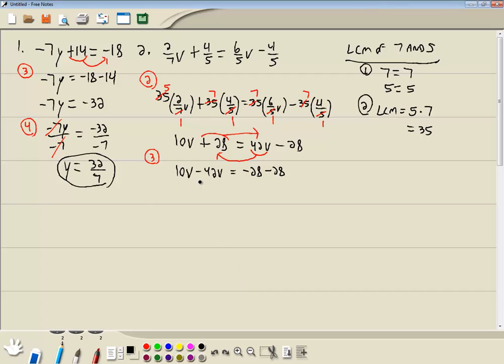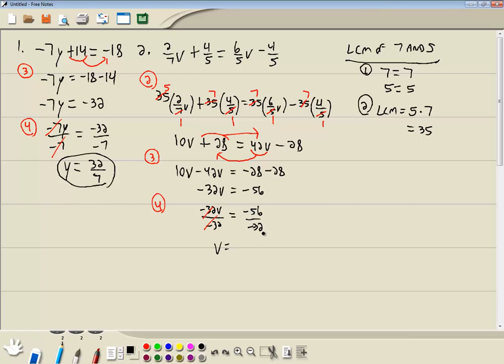Combine together like terms in any step. 10v minus 42v gives you negative 32v. Combine together numbers in any step. Negative 28, negative 28 gives us negative 56. Step 4. Divide both sides by the number in front of your v. So divide both sides by negative 32. And those negative 32's cancel. And the negatives cancel over here.